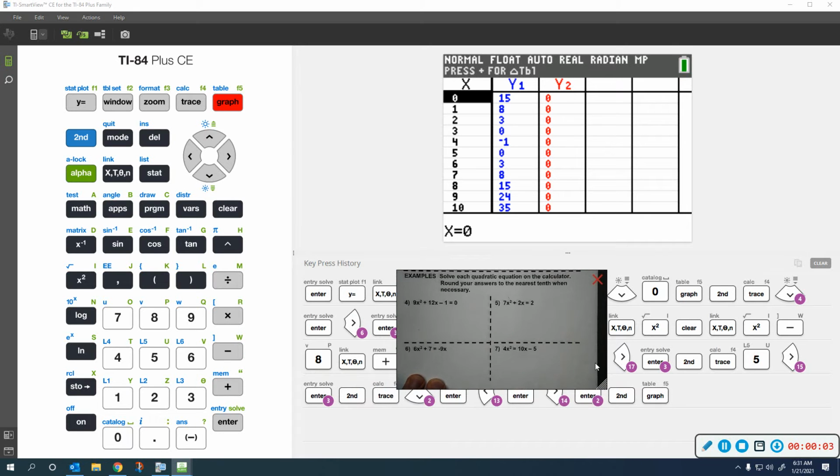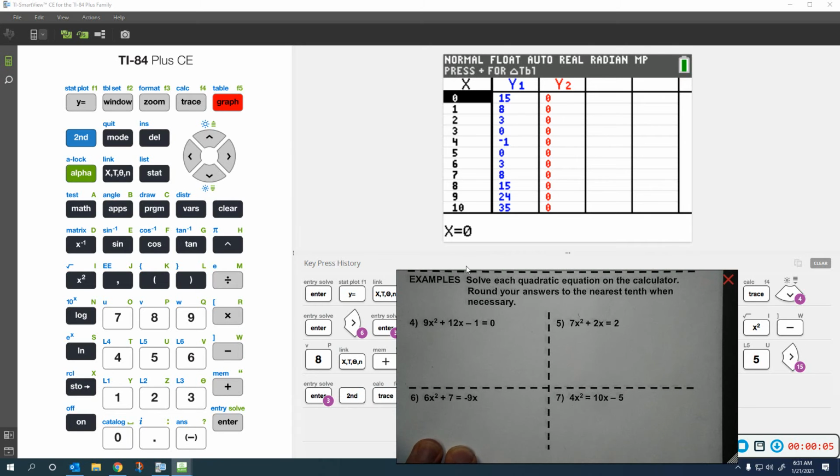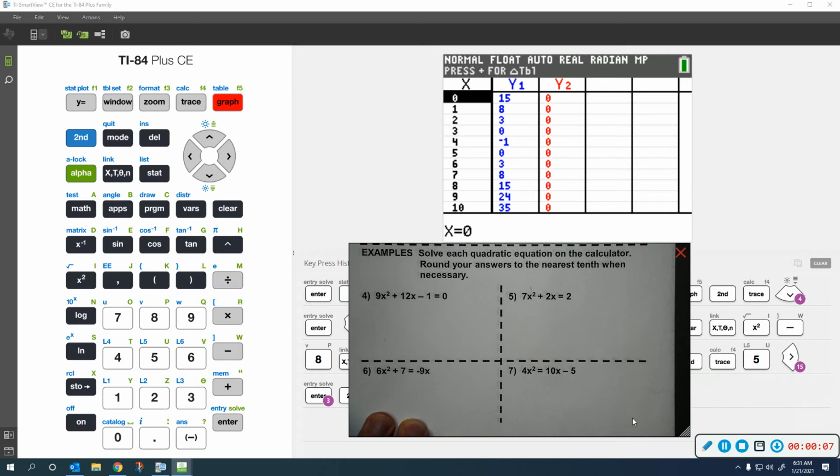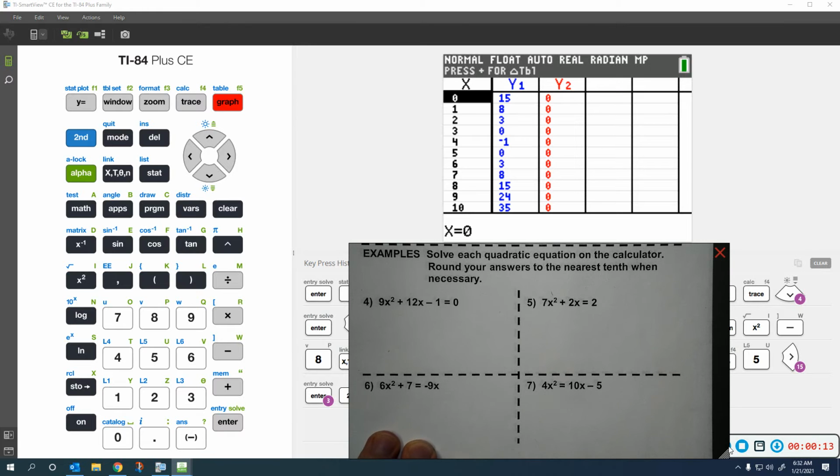So at the bottom part of our notes on this third page, it says solve each quadratic on your calculator, round your answers to the nearest tenth when necessary. Remember, we're solving it, so all we're looking for is where it crosses the x-axis.